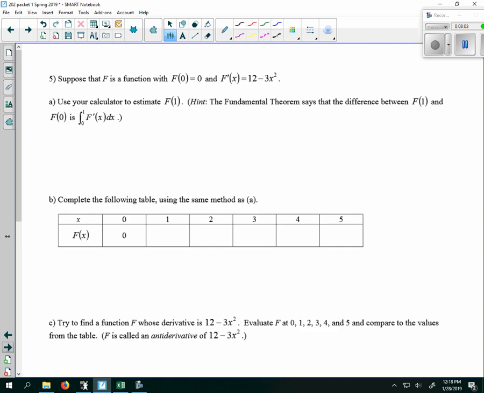Suppose that f is a function where f of 0 is 0 and f prime of x is 12 minus 3x squared. Use your calculator to estimate f of 1. So this is another fundamental theorem question. So I know that the integral from 0 to 1 of f prime of x, which is 12 minus 3x squared dx, should be equal to f of 1 minus f of 0. Okay, I'm looking for f of 1, so I'm going to be solving for that. F of 0 is 0. That was given. And then this integral value I can get using a calculator.